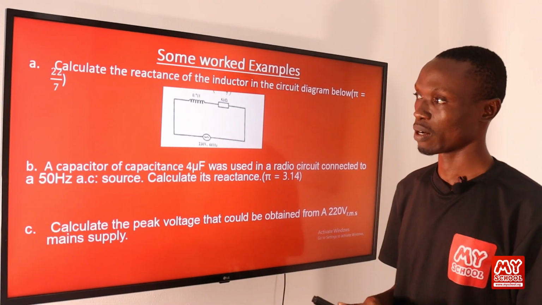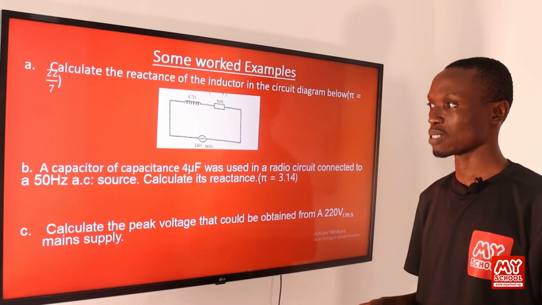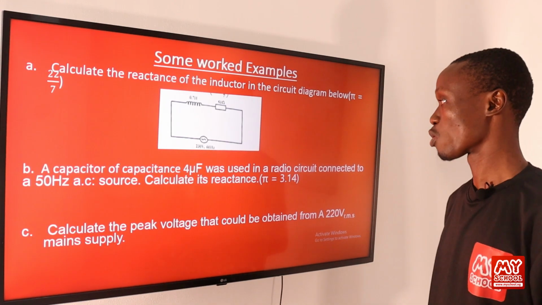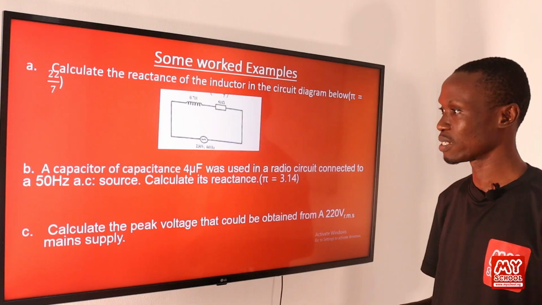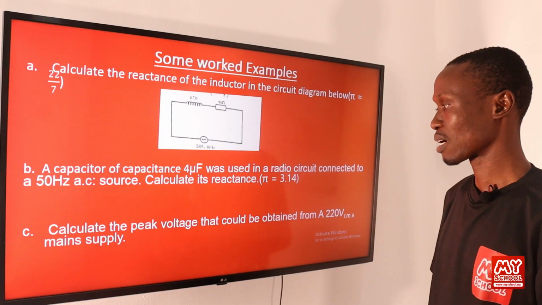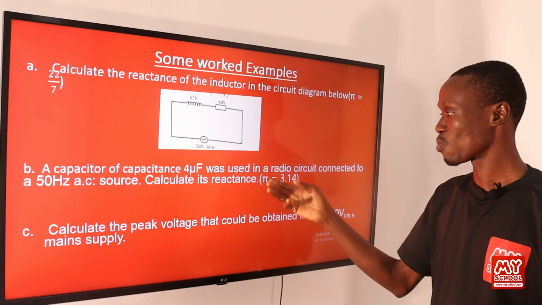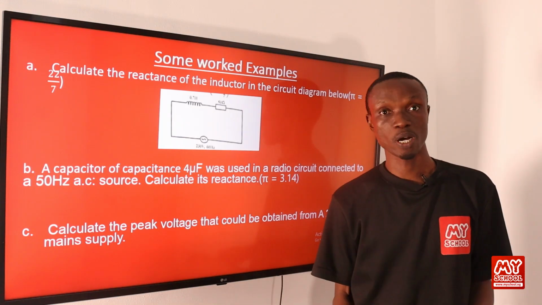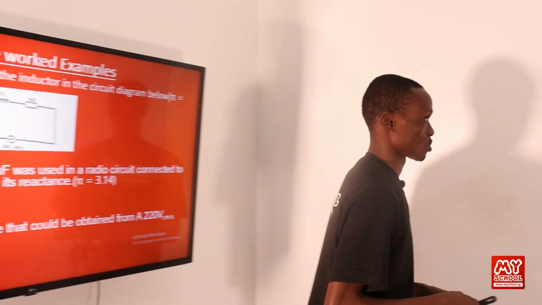So let's solve question B. A capacitor of capacitance 4 microfarad was used in a radio circuit connected to a 50 Hz AC source. Calculate its reactance. So here we are asked to take pi to be equals to 3.14. So let's move back to the board to provide answer to this question.